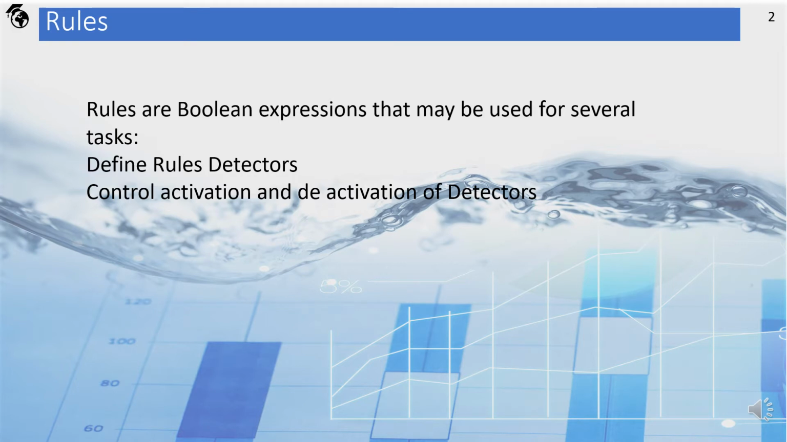Each detector, as already noted in previous tutorials, has on-rule and off-rule options. On-rule ensures that the detector operates only if a given rule is true. Off-rule ensures that the detector operates only if a given rule is off. In this tutorial we are going to learn how to build rules.